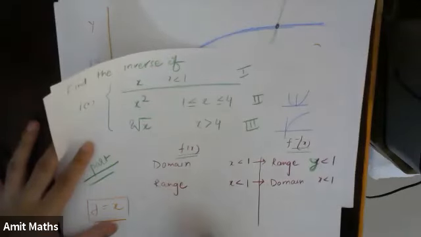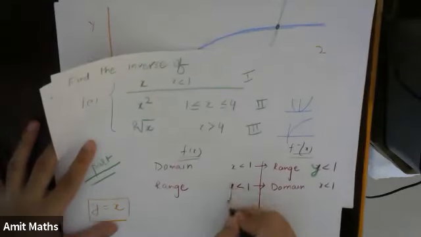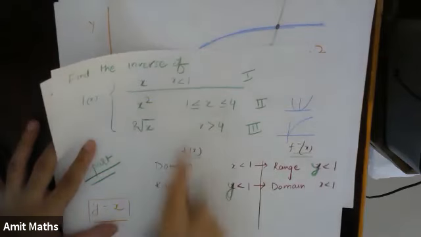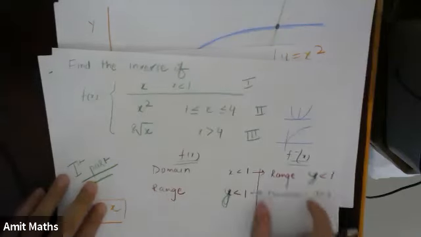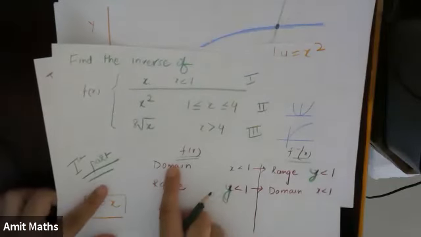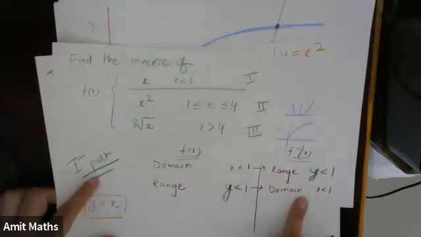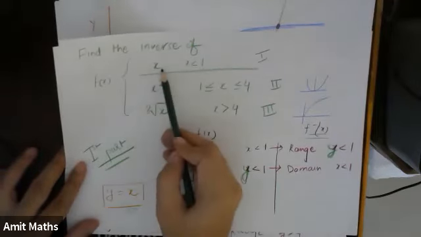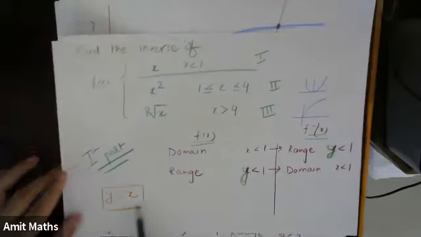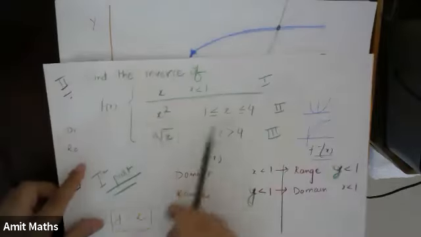Second, the range is y less than 1 for the first part. So this range will become the domain. Domain will become x less than 1. Okay, domain will become range. Range will become domain. Understood? And we also found the actual function. So y is equal to x for the function, so the inverse will also be y is equal to x. Fine.